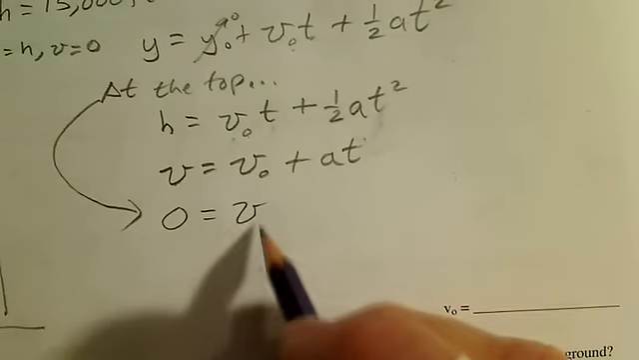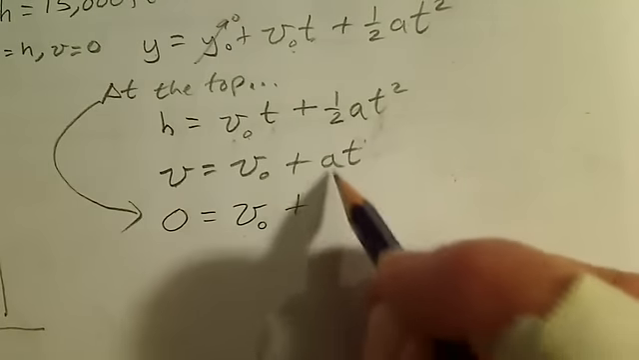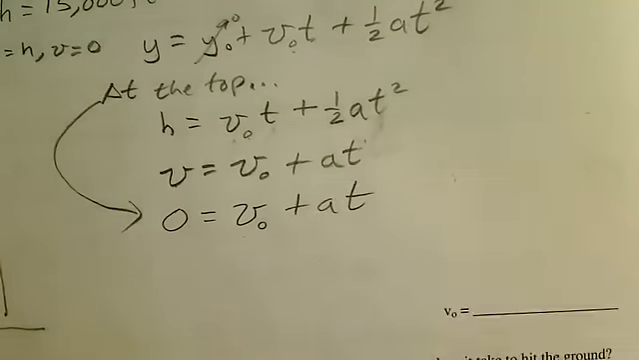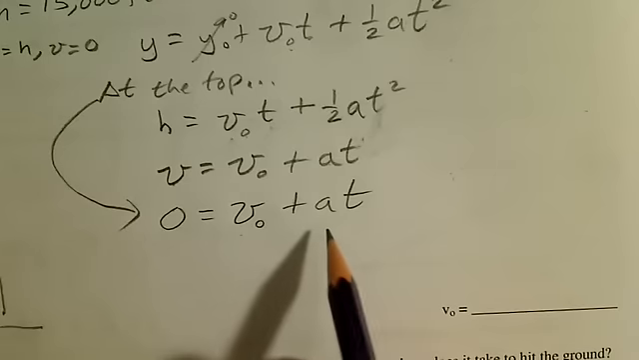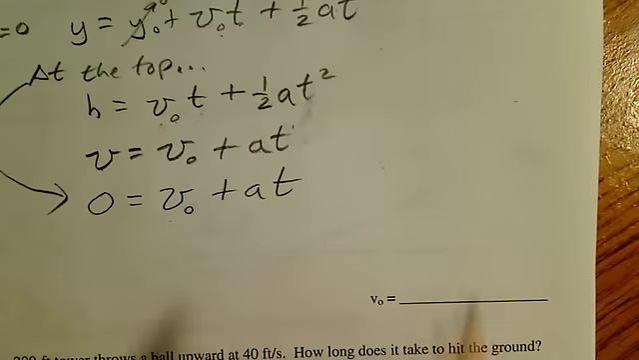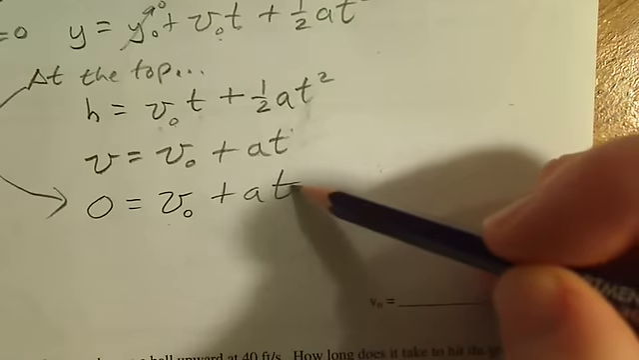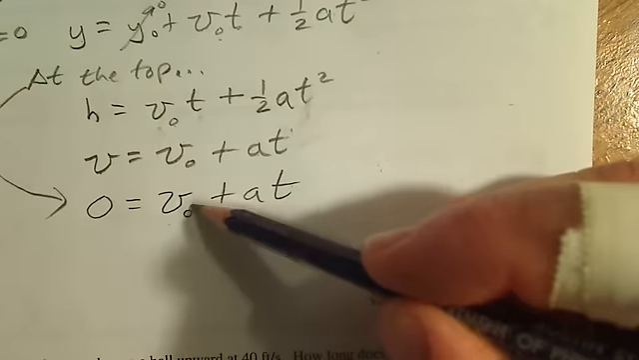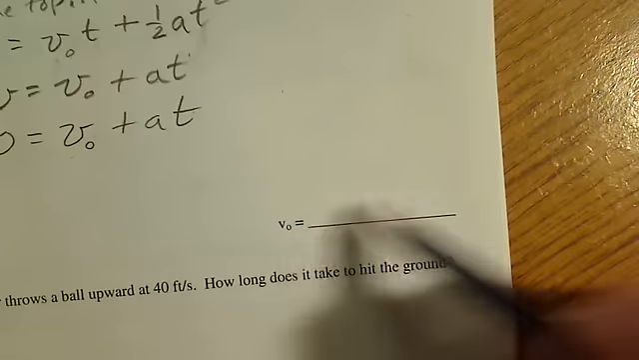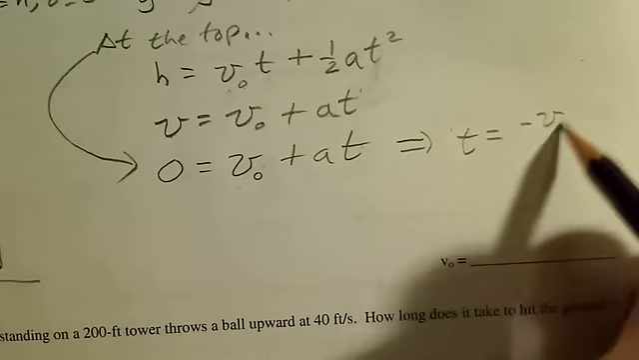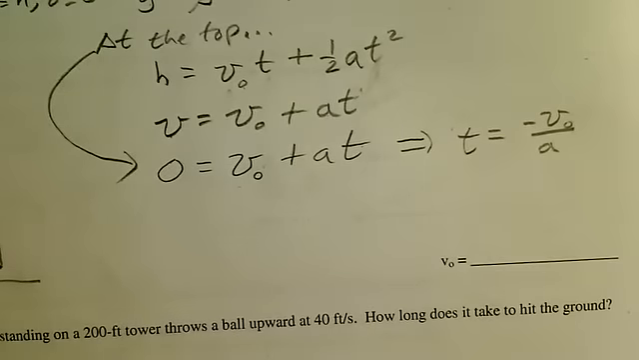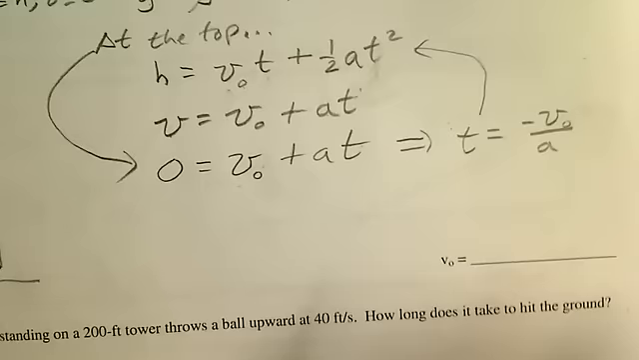This is the unknown right there, v0, and this is a known, and this is another unknown. So it looks like we have a second equation here that has two unknowns, t and v0, the same as up here, but we're not looking for time. So what you could do is say time is equal to, let's move the v0 to the other side, minus v0 over acceleration. Let's take this and put it right there.